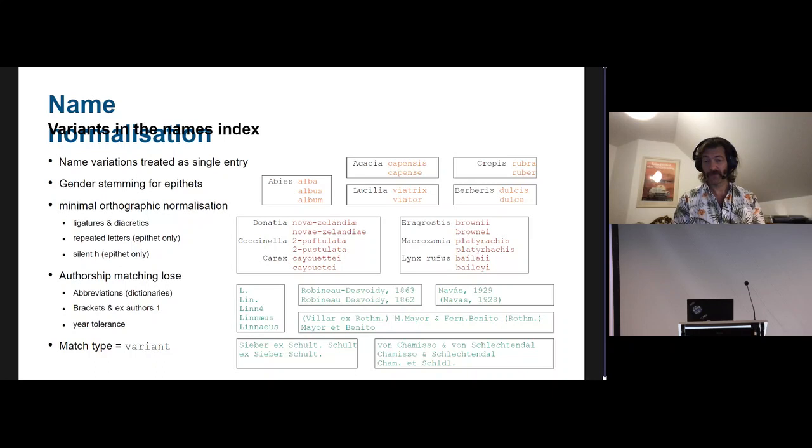Authorship matching is rather loose, so there's always room for improvement. That's an area I guess we're going to have to continue working on forever, but we make use of some dictionaries also for knowing some abbreviations, what they actually refer to. There are lots of variations we spot with authorship years, especially one year off is a very common thing to have. So we actually tolerate that. Ex-authors, there's all kinds of things. And there is a matching type that, when you match to the index, tells you at least that you have a variant of the thing which is exactly in the index. Next slide, please.